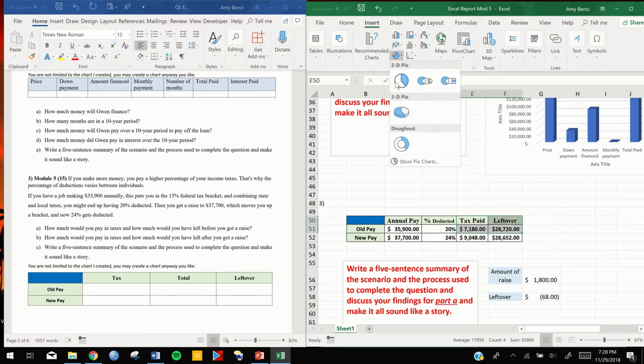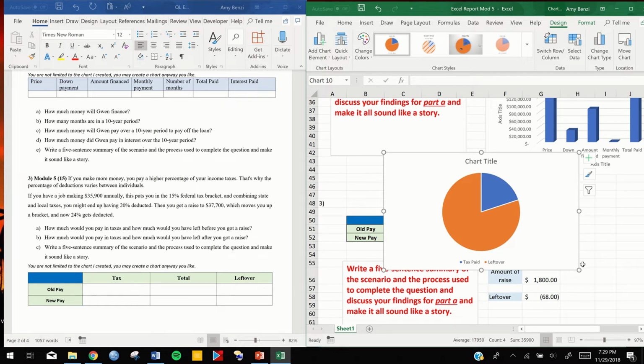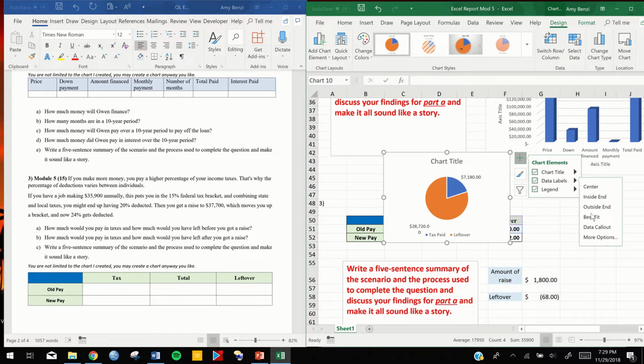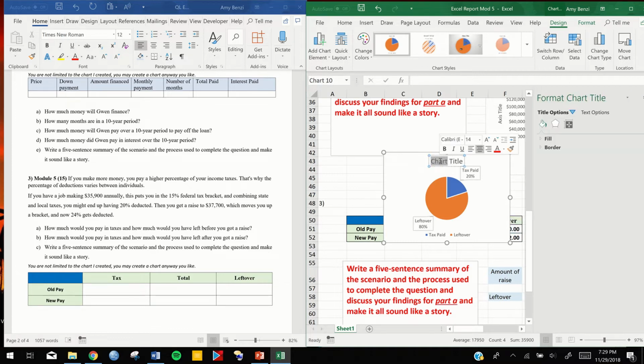So I'm just going to go ahead and do a couple pie charts just to show you guys what it would look like. For this pie chart, I'm going to add some data labels. The labels, I really like call outs. I know this is not Cash Cab, is it? I like those little call outs. And then I might name this one before the raise.